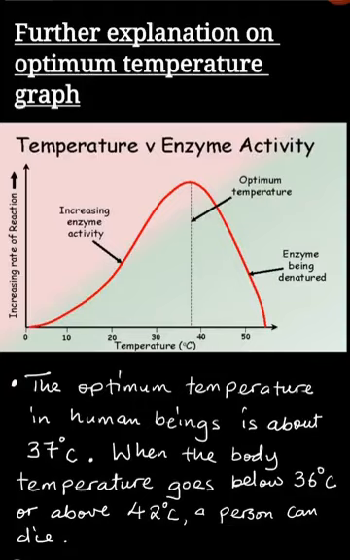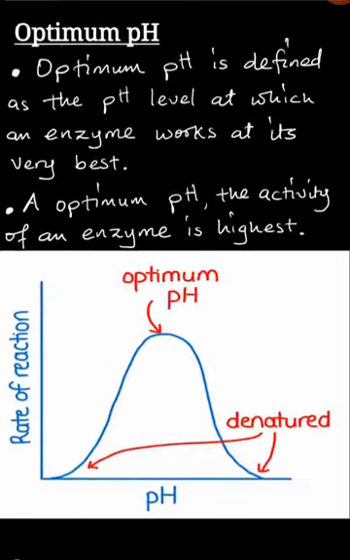Once you've understood how temperature affects enzymes, and you've understood the concept of optimum temperature, we can now look at the optimum pH. Now, optimum pH is defined as the pH level at which an enzyme works at its very best. So, at optimum pH, the activity of an enzyme is at its very highest level. So, let me explain this as well.